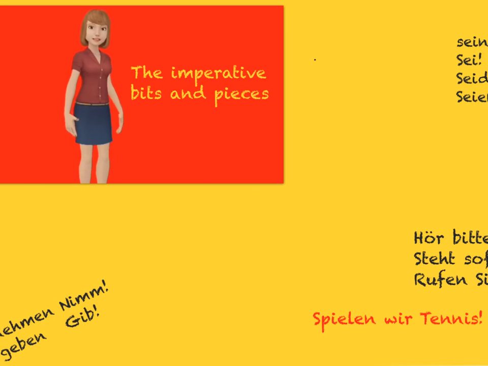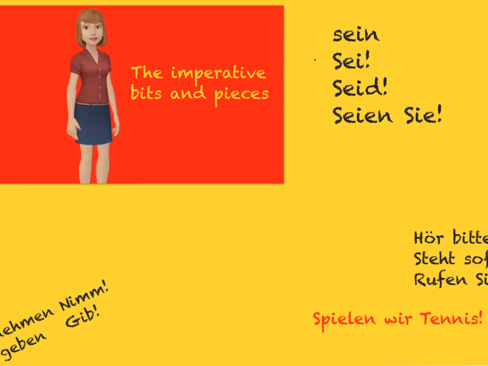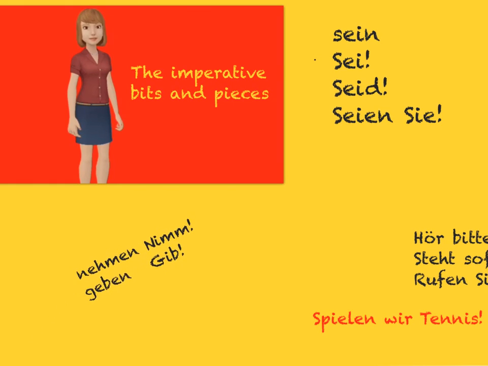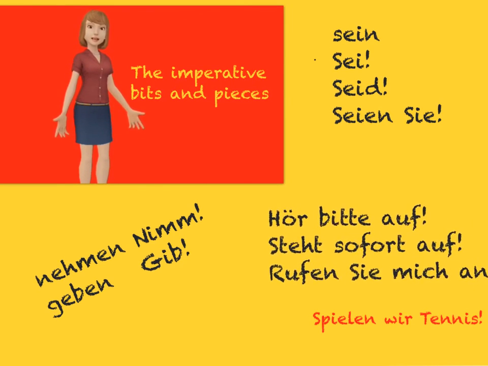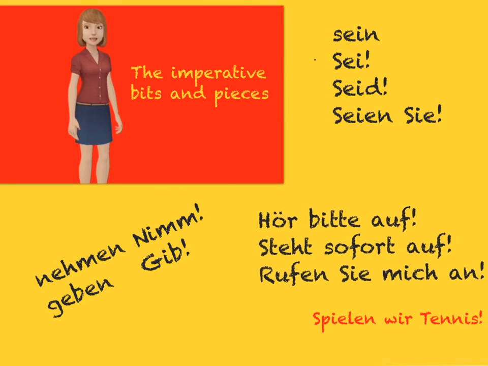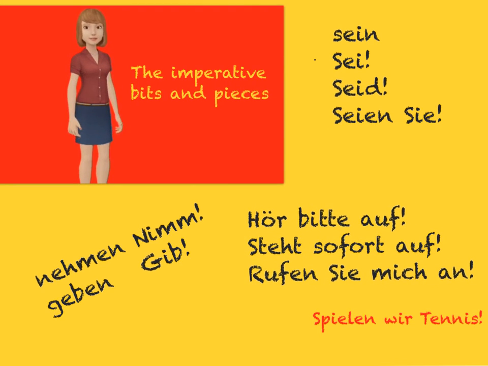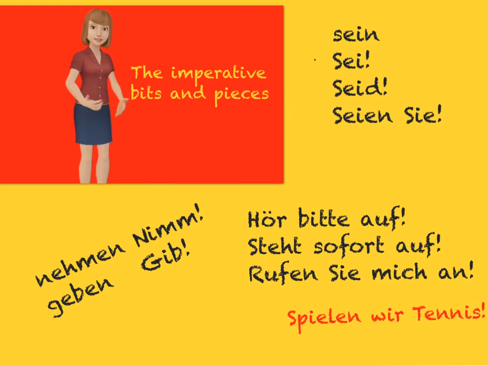Other verbs change, like sein becomes sei, seid, oder seien Sie. Some, but not all, irregular verbs take the second person form of the verb for the imperative with du. For example, nehmen or geben. So take these tablets becomes nimm diese Tabletten, and give me your hand becomes gib mir deine Hand. Separable verbs always put their prefix at the end. For example, stop that, hör bitte auf. Stand up immediately would be steht sofort auf. Call me, rufen Sie mich an. Don't forget that we can also use the imperative to say, let's play tennis. Spielen wir Tennis? Tschüss!